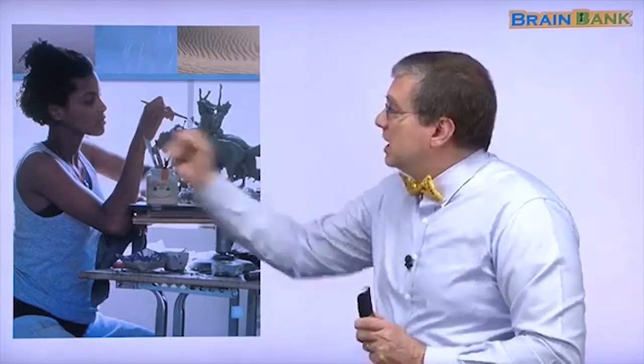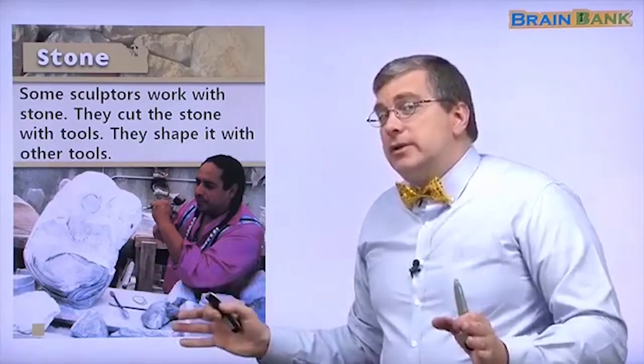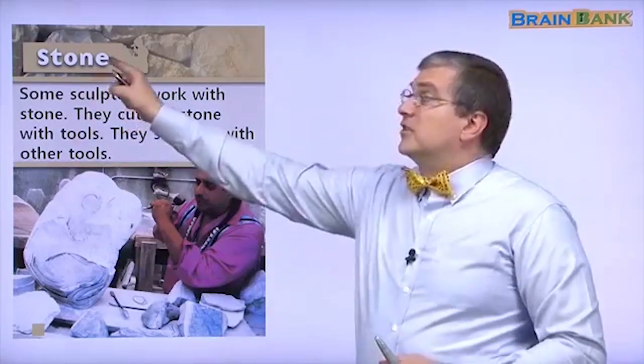So she's using wet clay. Later she will dry it with heat and it will become a finished sculpture. So she is a sculptor. She is making a clay sculpture. She's using a clay modeling tool. Let's continue. Now, that's clay. Another type of material is stone.